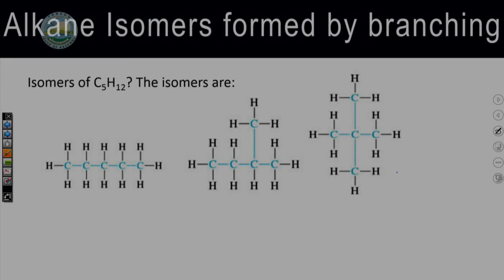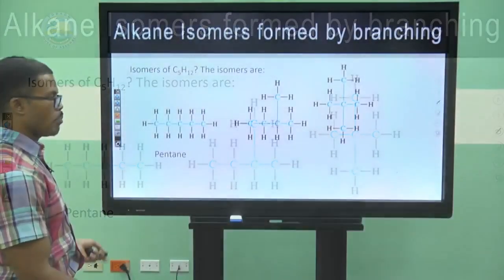That's another way of being able to identify whether the structures that you have drawn are particularly different. All right? So by learning how to name them, you can also use this to differentiate whether or not they are isomers. Okay? So example, isomers of C5H12, which is pentane.